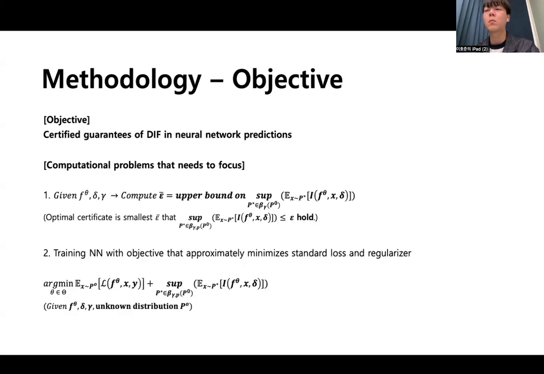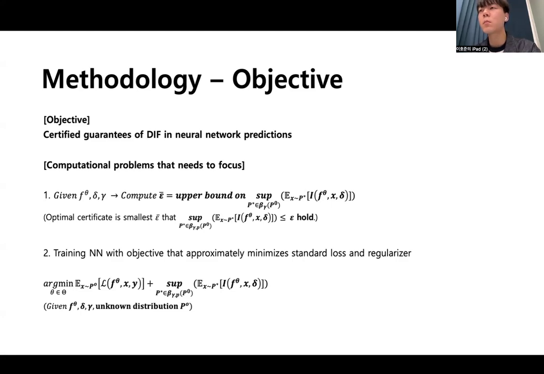Now let's take a look at the method presented in the paper. The paper proposes a method to certify the distributional individual fairness of neural networks to address the previously defined problems. The method attempts to solve the following two computational challenges.